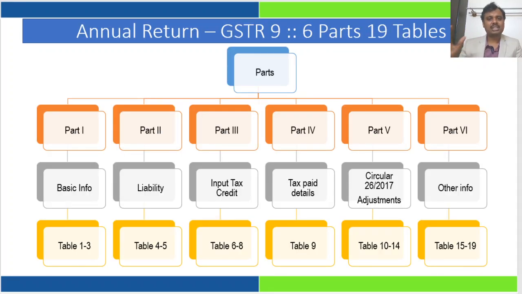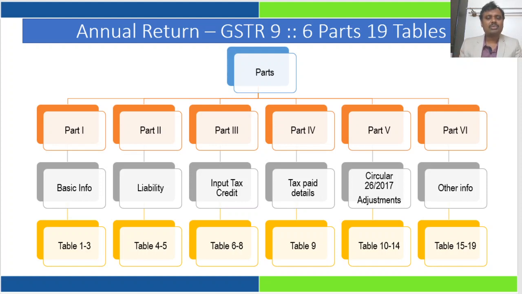If we look at the structure, the form is divided into 6 parts covering 19 tables. Let me walk you through how the form has been designed. And as I said, this is a well thought out and beautifully drafted form. Basically, this annual return is for a financial year, which means the transactions pertaining to one financial year which have been reported by way of GSTR 1, 3B or some incoming data through 2A is all compiled and presented.